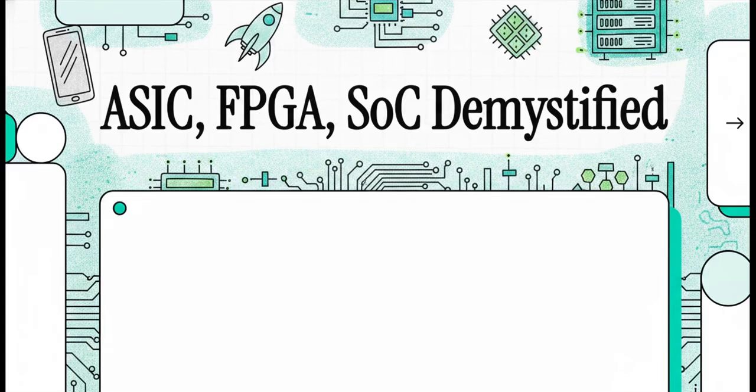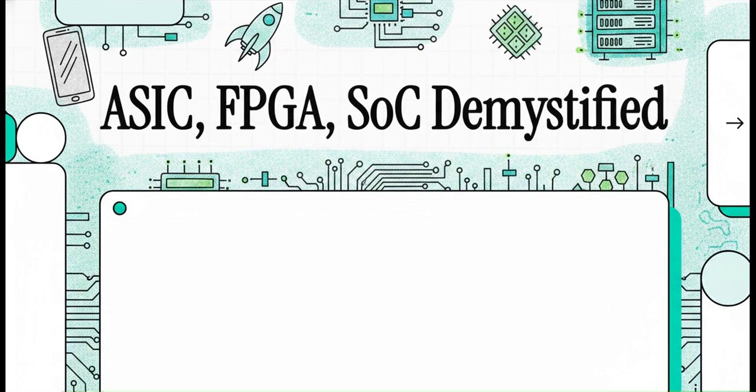I'm really thrilled you're joining me today because, well, we're tackling some of the most highly technical alphabet soup in modern hardware engineering. If you've ever wondered what exactly makes your smartphone tick, how aerospace engineers prototype their systems, or even what powers a massive crypto mining rig, you are absolutely in the right place. We're going to completely demystify three major pillars of microchip technology: ASICs, FPGAs, and SoCs.